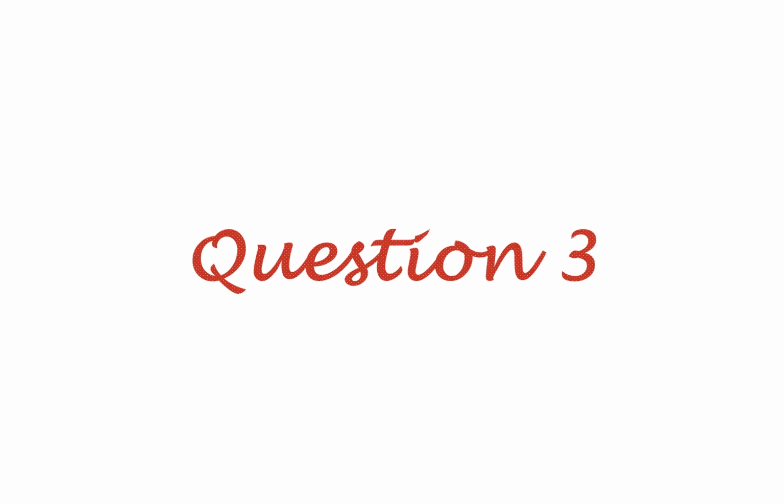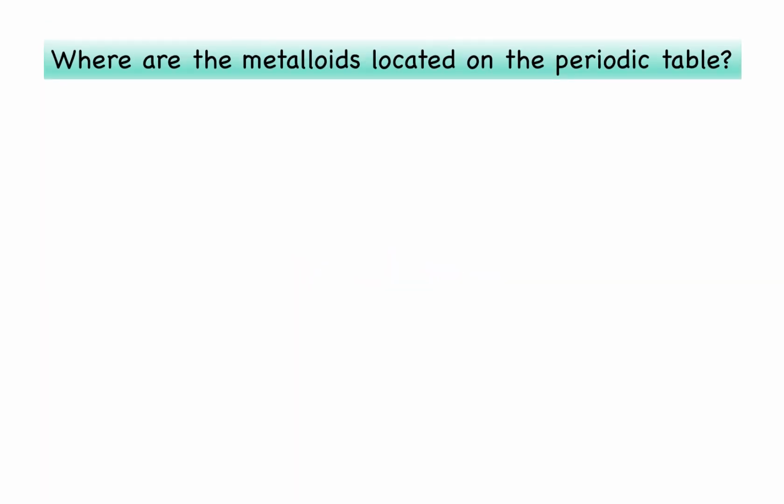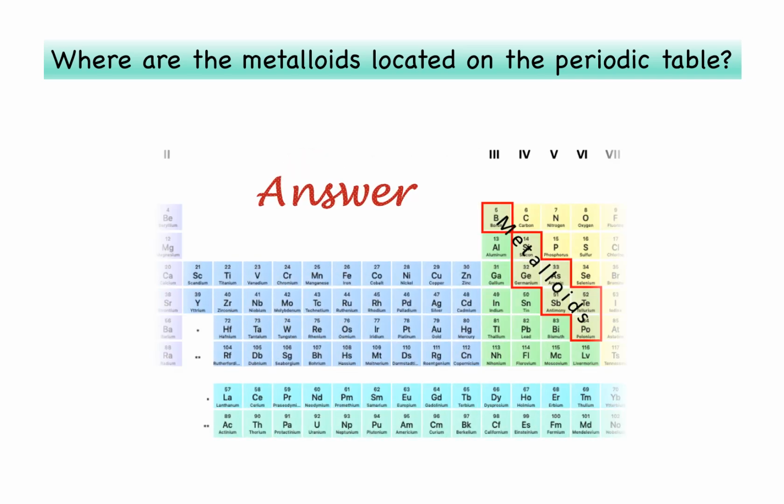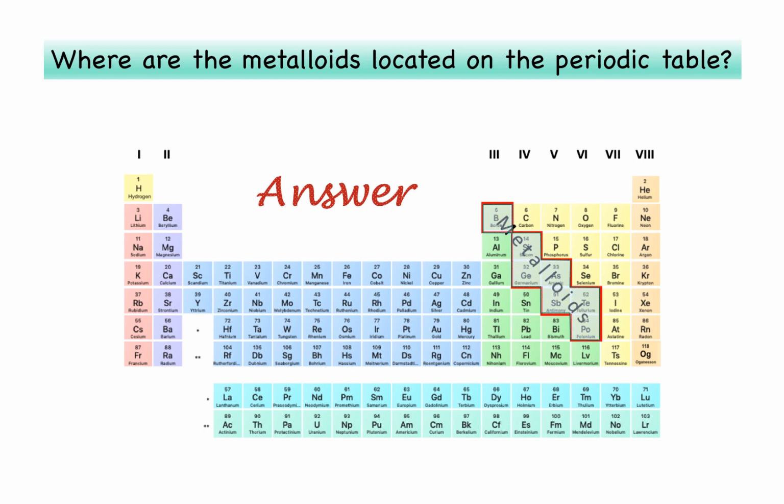Question 3. Where are the metalloids located on the periodic table? The metalloids are located just along the border of the top part of the zigzag line, touching it on the left and right.